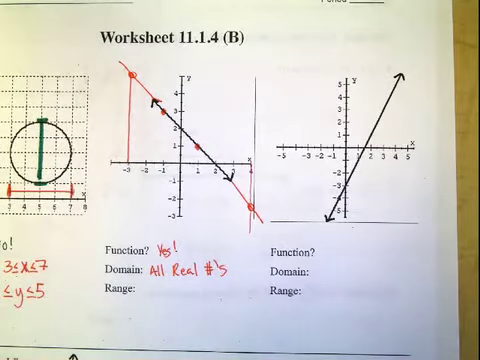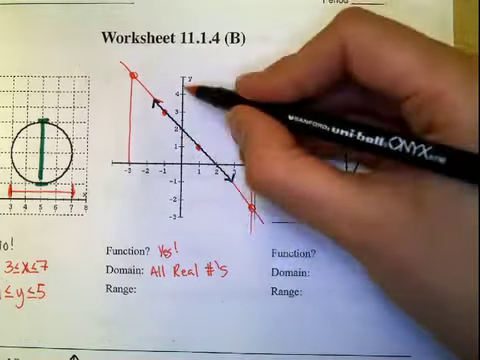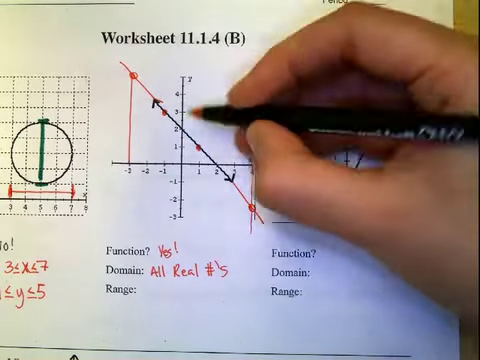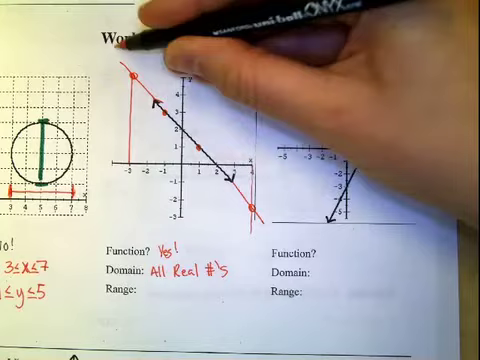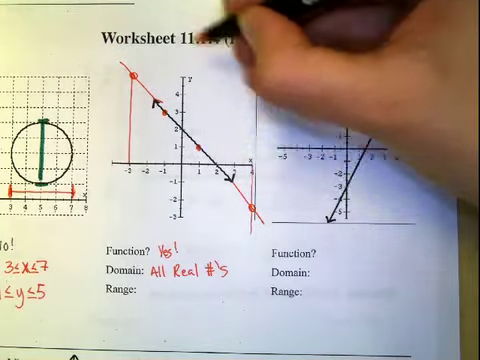It's everything. There's nothing that it's not. The range is going to be kind of the same thing. Think about it. The range is all the y values. Well, think if the line keeps going up and up forever, then all of these y values it's going to go through.